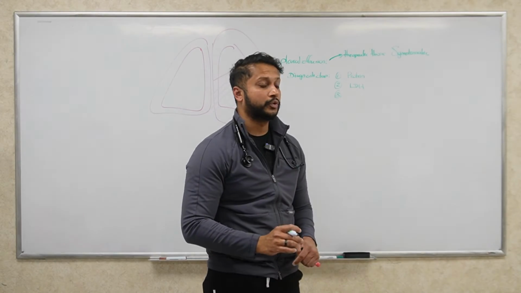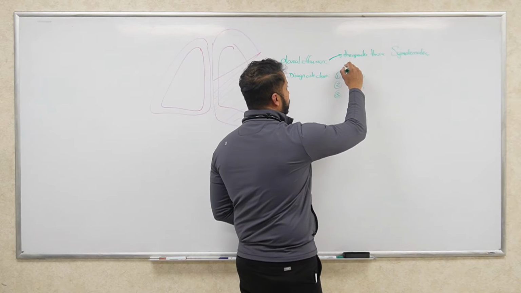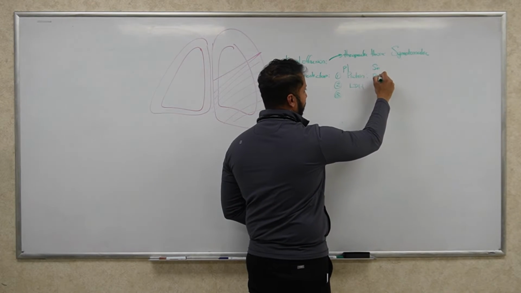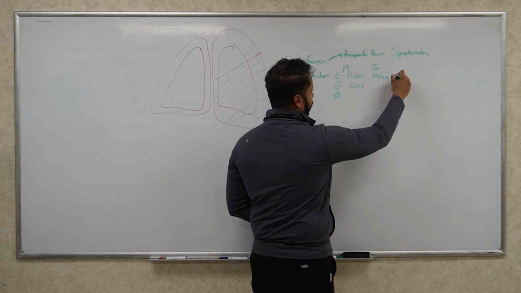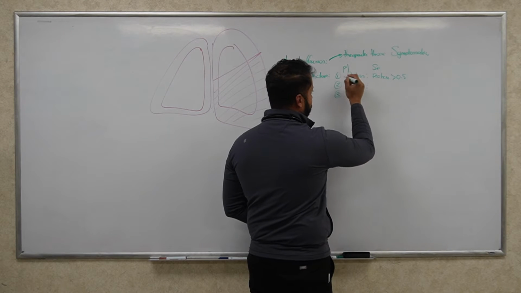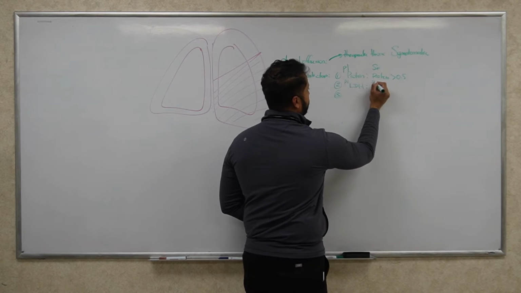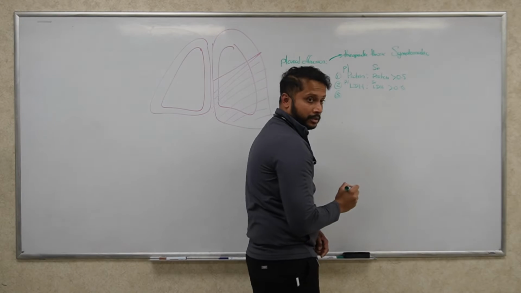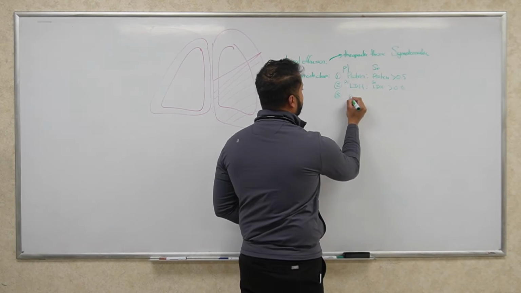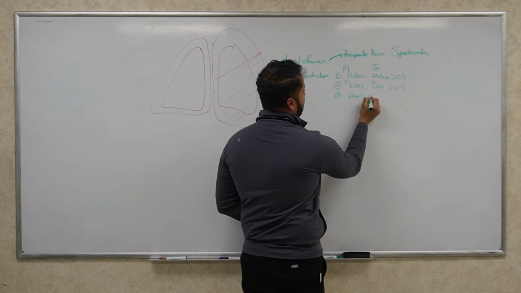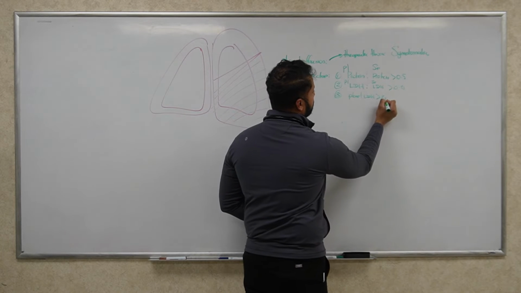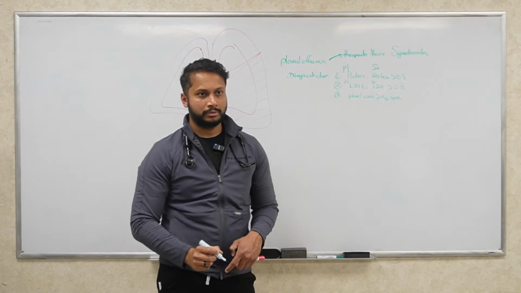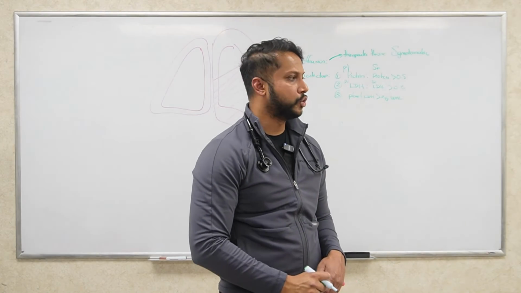So what is the criteria? Pleural protein to serum protein ratio should be greater than 0.5. Pleural LDH to serum LDH ratio should be greater than 0.6. And your third criteria is pleural LDH greater than two-thirds the upper limit of normal. Okay? Two-thirds the upper limit of normal.